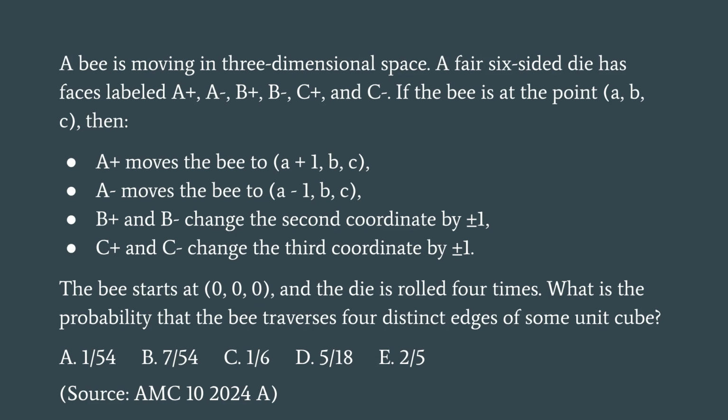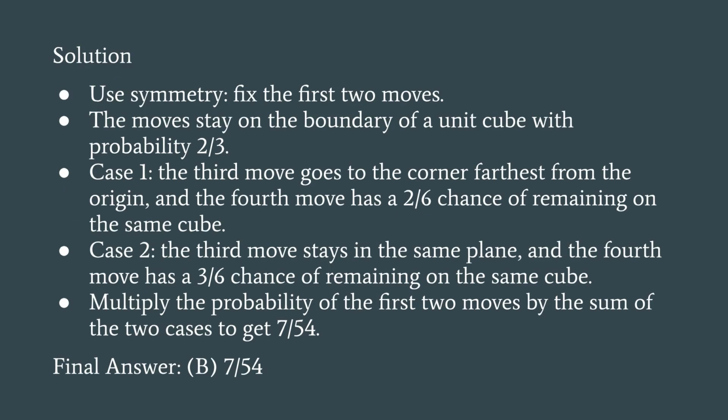What is the probability that the bee traverses 4 distinct edges of some unit cube? We break the path into cases based on the bee's third move and count the valid fourth moves that keep all 4 edges on the boundary of a single unit cube. Pause the video here if you'd like time to solve the problem yourself. Now, let's go through the solution.